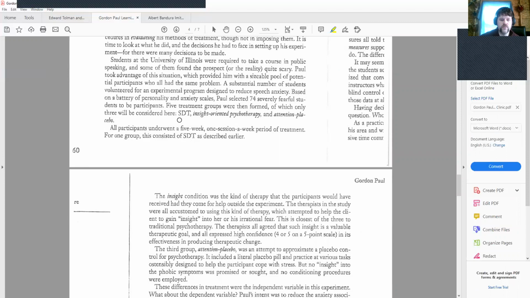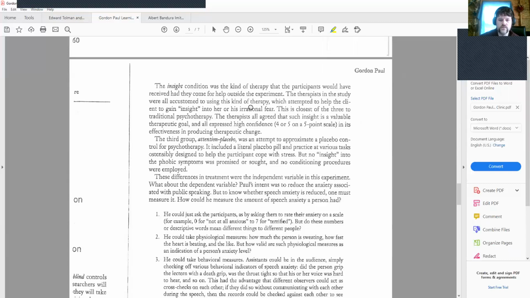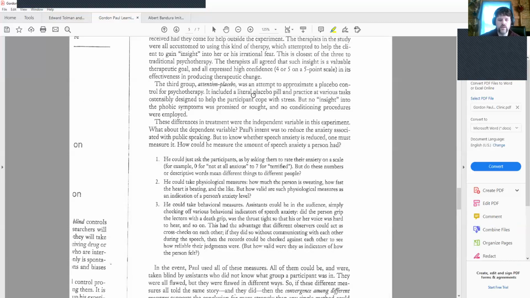And so you've got these three different categories. He said there's five treatments, only three of them he talks about here. So SDT, the classical conditioning one, cognitive behavioral therapy, and then insight-oriented psychotherapy, and then attention placebo. So the insight condition was based on psychotherapy, which is Sigmund Freud. And this was kind of very popular. This was the popular way to do phobia therapy at the time. And then the third group, attention placebo, you get to take an actual pill, plus you're doing other things that are supposed to help you cope with stress.